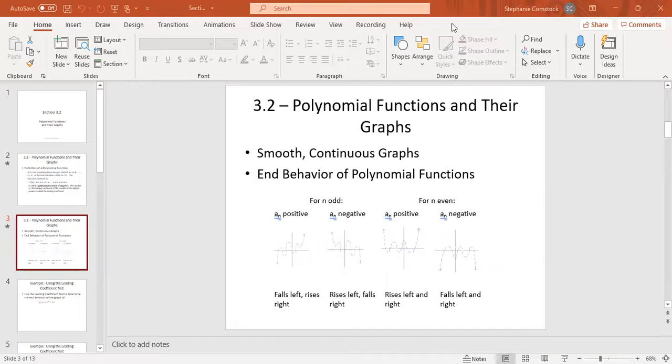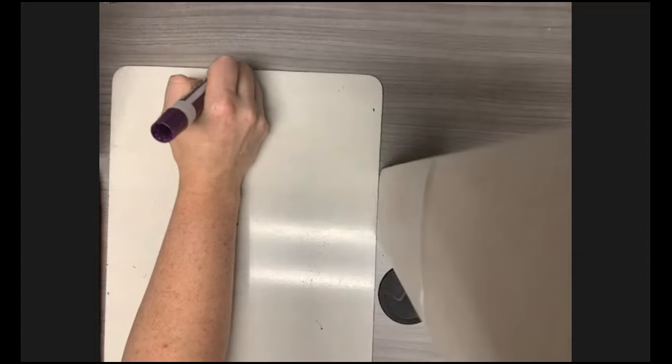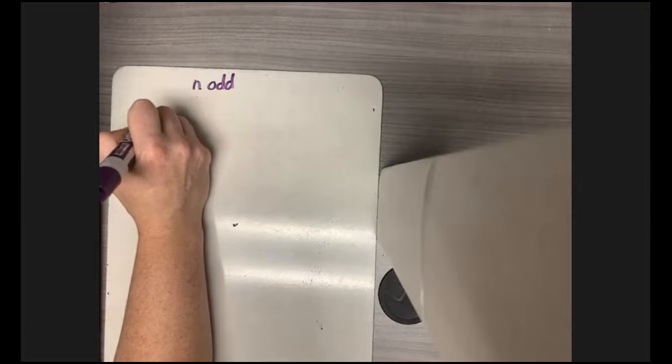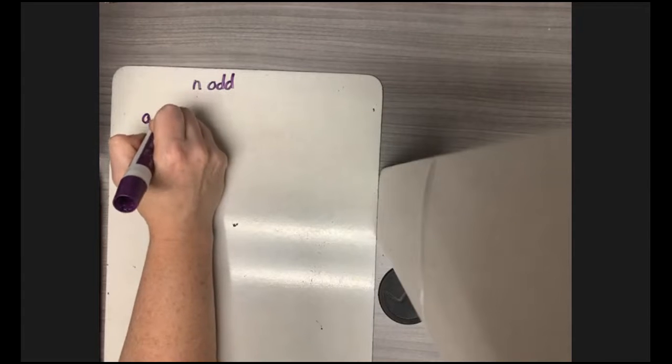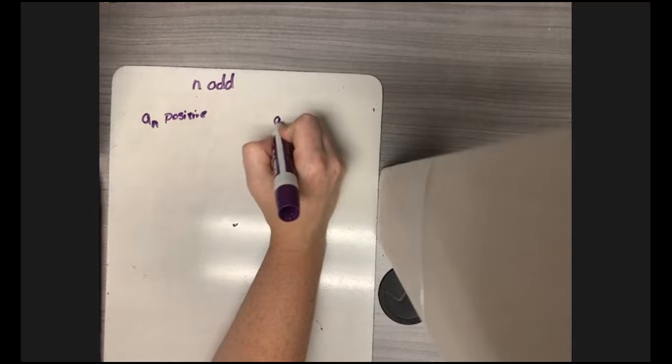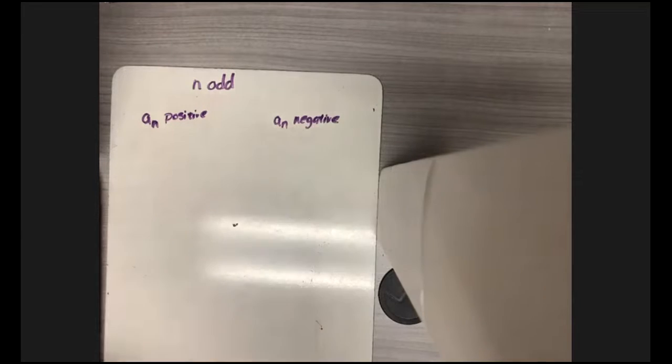So I'm going to recreate these graph shapes as we go. So the first thing we're going to talk about is if n is odd. So if that biggest power is odd. So we're talking about the highest power is x to the 9th, x to the 5th, x cubed, x to the 87, anything like that, okay? Then we've got two groupings. That leading coefficient is positive, or that leading coefficient is negative, okay?